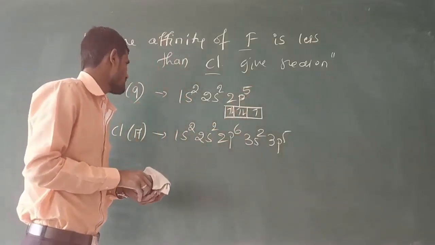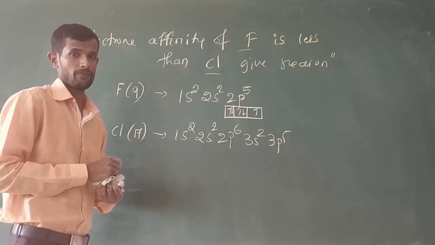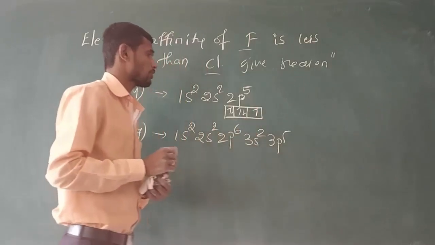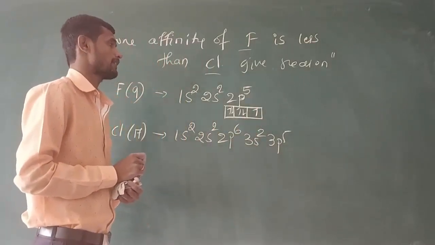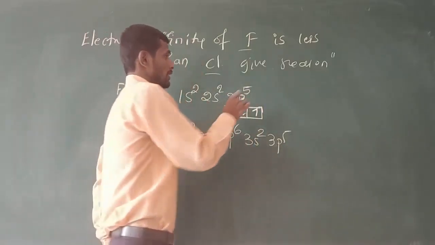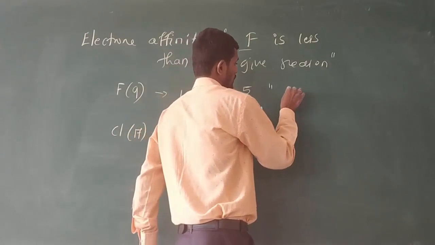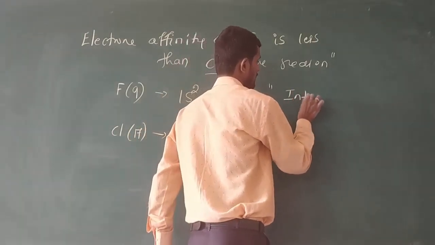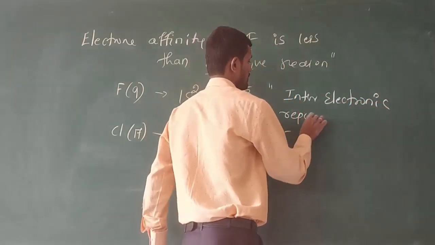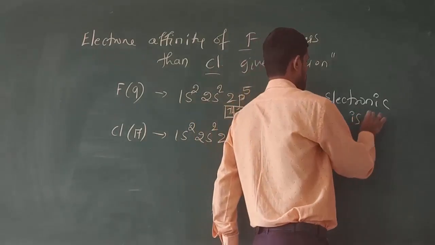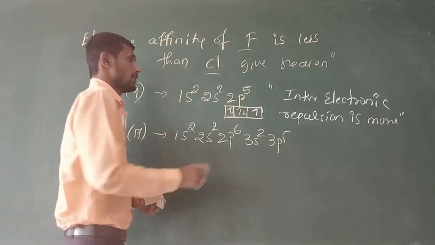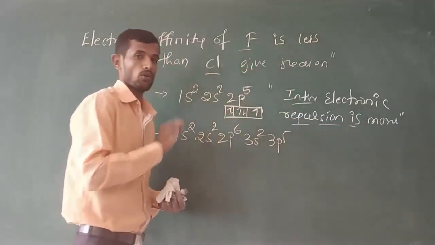Due to the small size of the fluorine atom, there is more inter-electronic repulsion observed between the new incoming electron and these electrons. Yes, remember this point. Inter-electronic repulsion is more here, where in the presence of fluorine the inter-electronic repulsion is more.